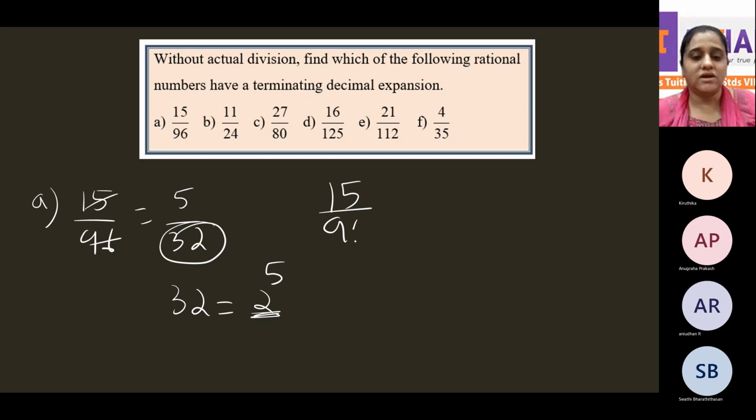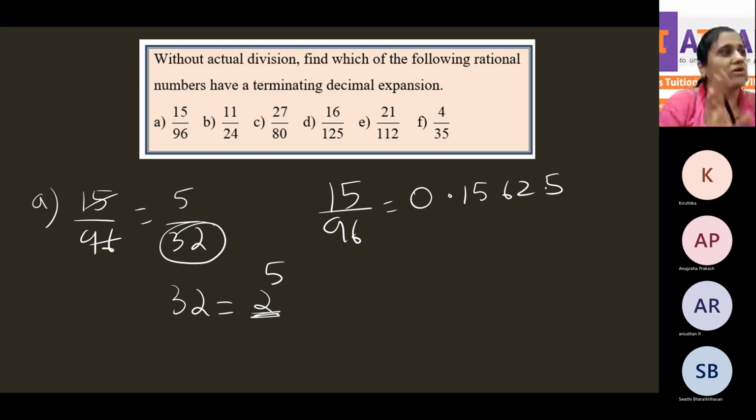0.15 by 96 is equal to, when you divide it, 0.15625. After this, the remainder would have been 0. Remainder 0 and the quotient is 0.15625. That's it.